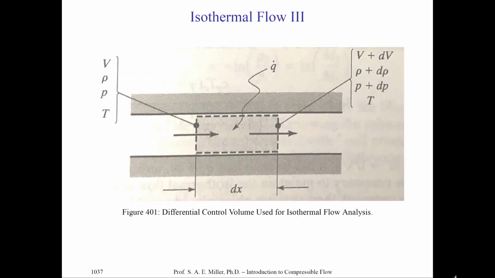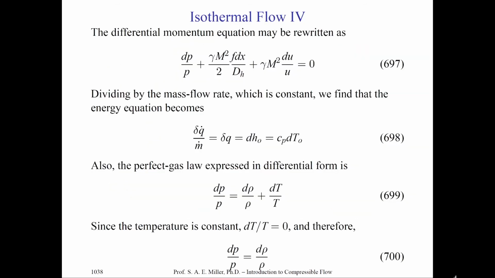Here's a diagram of our problem. It's very much exactly the same as the last one. We can then rewrite the differential momentum equation as 697. If we look at the energy equation and divide by the mass flow rate, which we know is constant at every cross-sectional area because we assumed it's a steady one-dimensional flow, we'll find this new form here, that delta Q dot over m dot, where m dot is constant, as I noted, equals Cp dT naught, where T naught is the stagnation temperature.